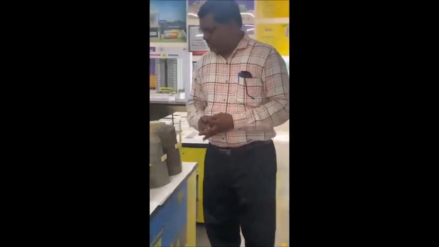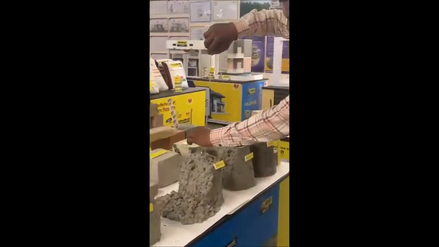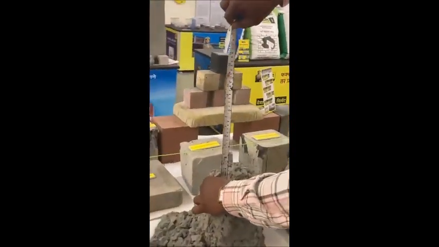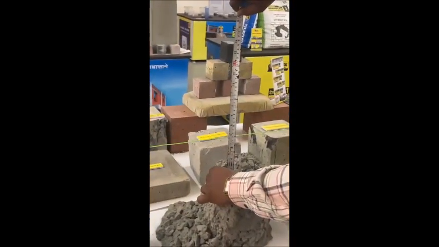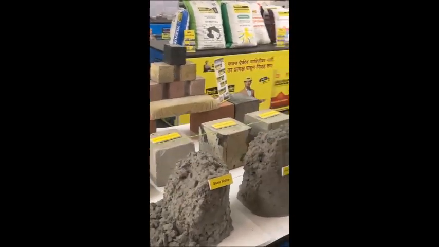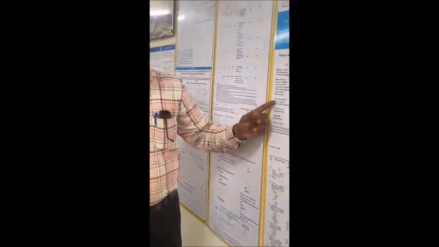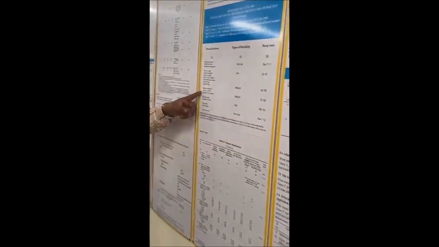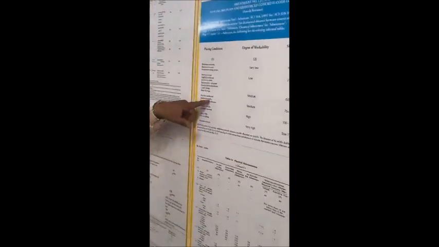Now the third is shear slump. I am measuring the slump from the top of this slump cone test, and if you observe, this is about 120. Now, if you match 120 shear slump concrete with this placing condition, it will be somewhere here. Medium is the degree of workability, and it is useful for heavily reinforced sections in slabs, beams, walls, columns.